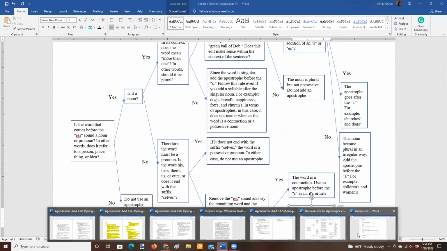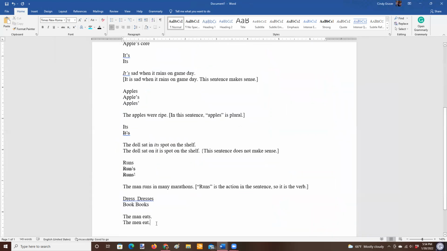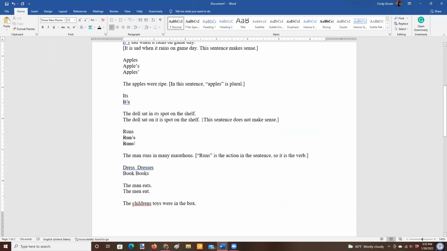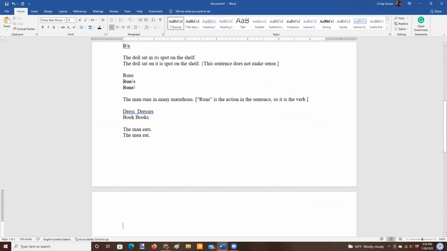Okay, we're going to do one more and then we'll call it good. The children's toys were in the box. Okay, so what we're going to try to evaluate is children's. And we're then secondly going to evaluate toys once we're done. Oops, let me go to the next page.